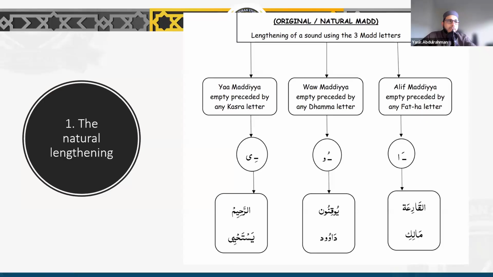There's one subject I skipped, on page 156. I think that's more appropriate to discuss before natural mad. Sorry, page 156 in the book talks about some definitions. The first definition is the measure of the mad. The unit of measuring mad is called haraka. So let's discuss that one first.